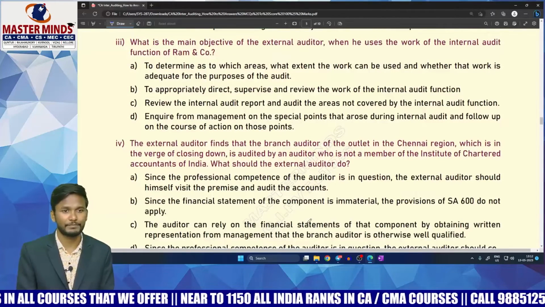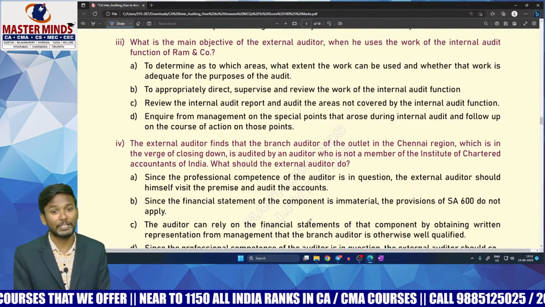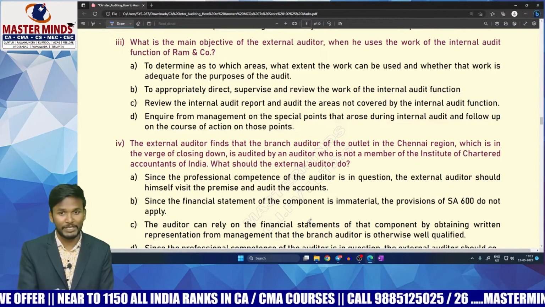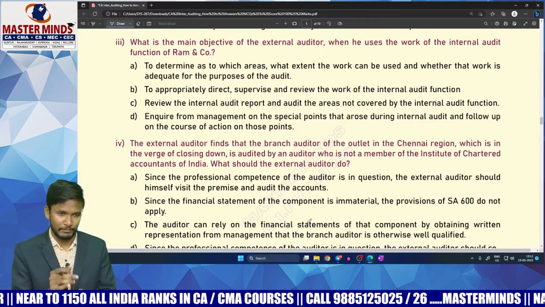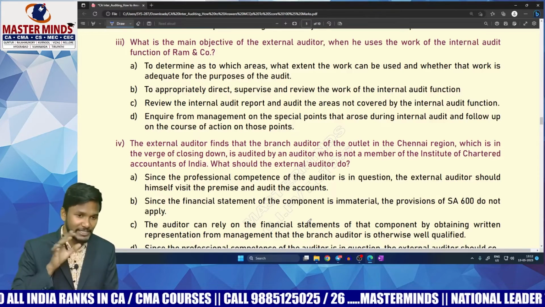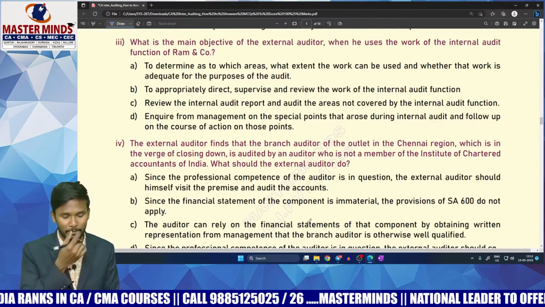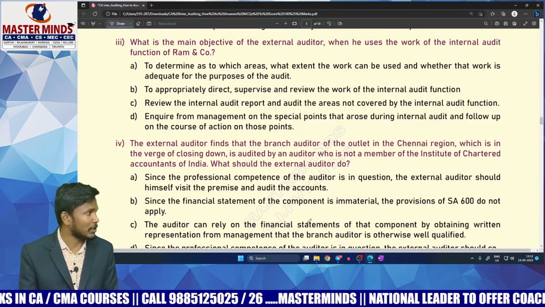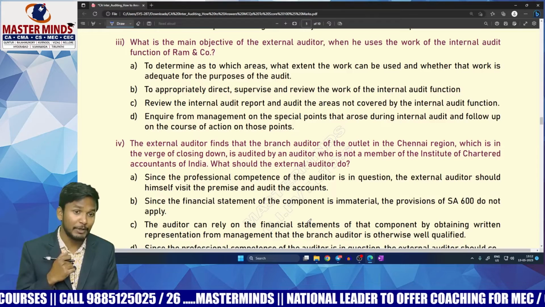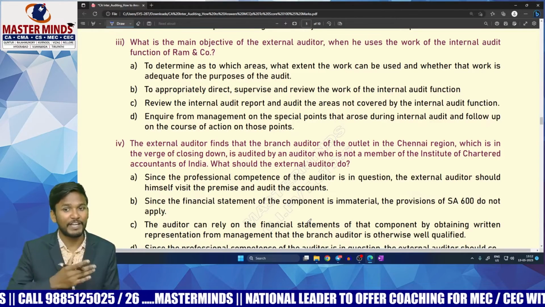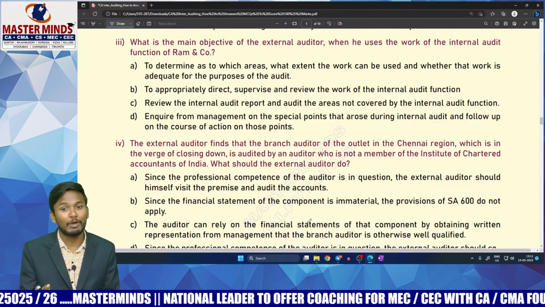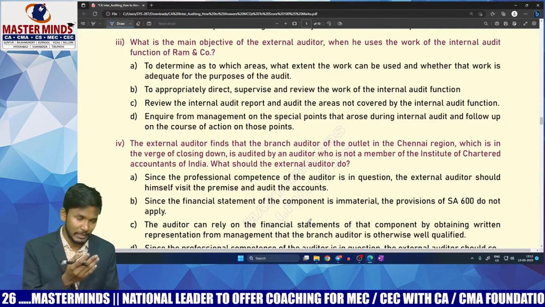Question number 3. What is the main objective of the external auditor when he uses the work of the internal audit function of Rama and company? Maybe he is giving a case scenario. But sir, let me talk here. Even if he is not giving a case scenario, you can answer this question. Why? We have SA 610. It talks about an external auditor can use the internal audit function in 2 ways. Either he may use the work of the internal auditor or he may go for direct assistance. If you remember, he may either go for direct assistance or he may go for depending on the auditor's report.